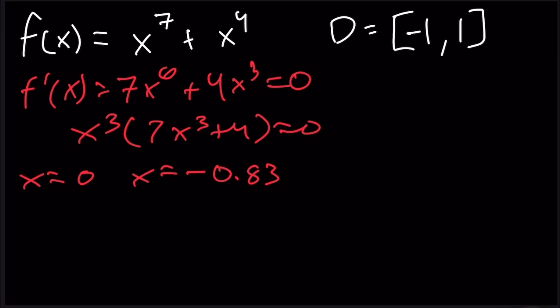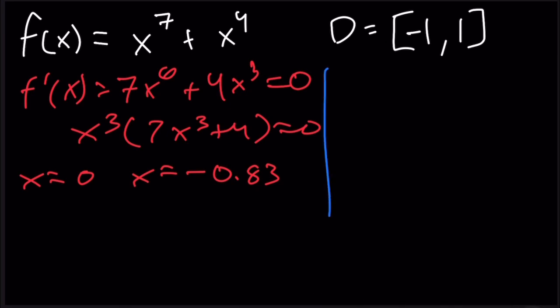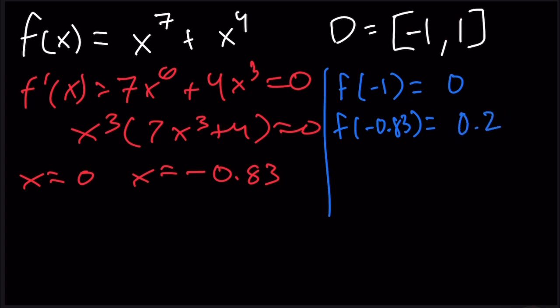And from here, now all we have to do is check the endpoints and the points we found. So f of negative 1 will be the first one we can check. That's going to be equal to 0. F of negative 0.83 will be equal to approximately 0.2. F of 0 is going to just be 0. And then f of 1 equals 2.